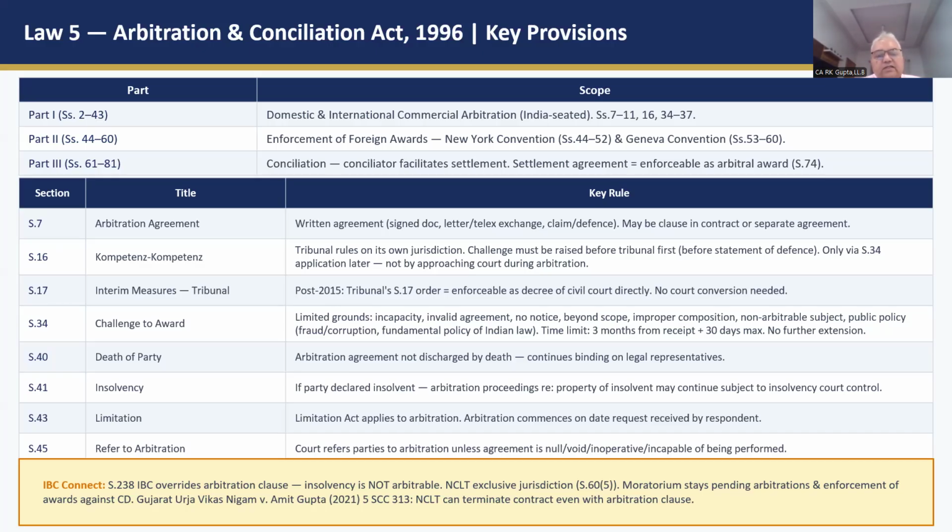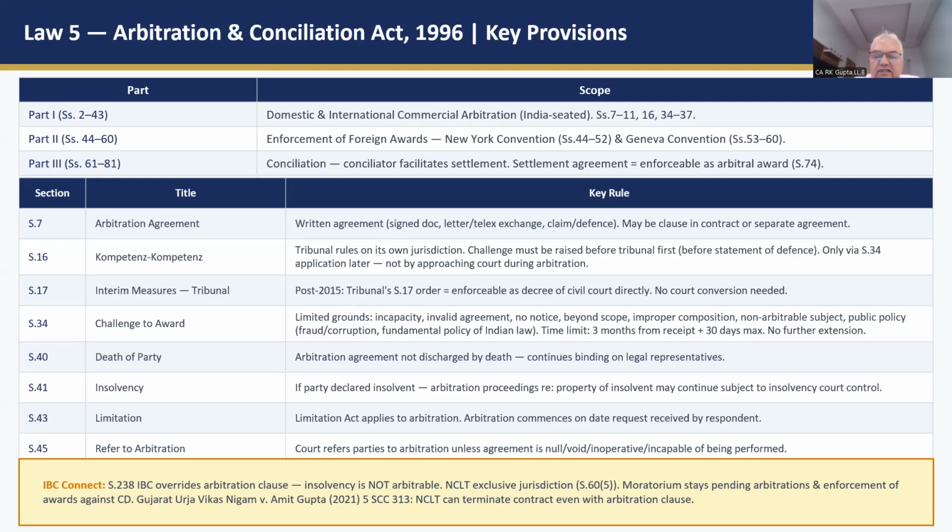It says that any arbitration award could be challenged but on limited grounds only. The grounds could be incapacity of the parties. The ground could be an invalid agreement. No notice was issued. It is beyond the scope of arbitration. Improper composition of the tribunal. Non-arbitrable subject. It is against public policy. It involves fraud, corruption, or it is against the fundamental policy of Indian law.